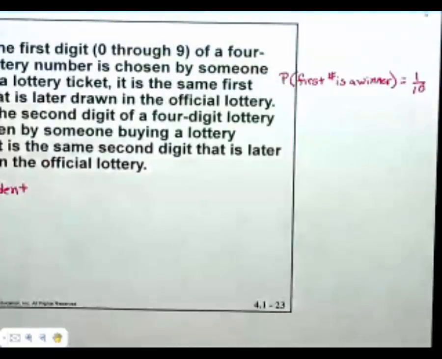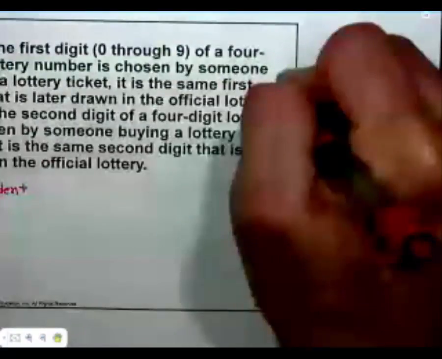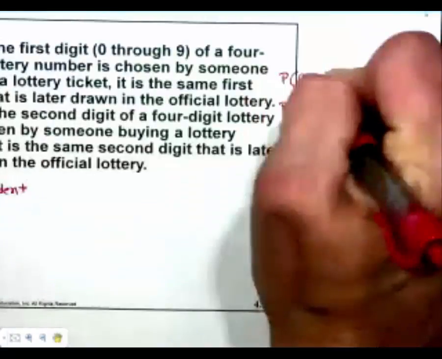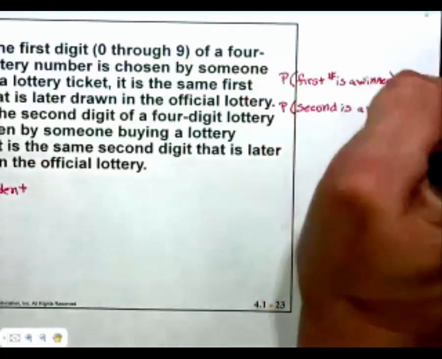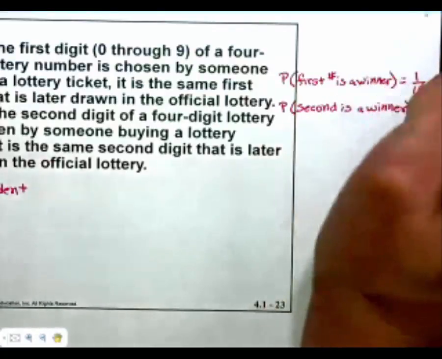What's the probability that the second digit is a winner? Because that doesn't depend on what I drew out of the first bucket. It's still 1 out of 10.